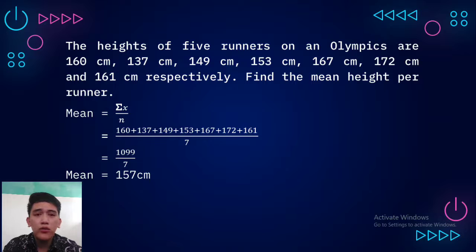The summation of all the given values is 1099. Then divide it by 7. 1099 divided by 7 is equal to 157 centimeters. Therefore, our mean is 157 centimeters. Huwag natin kakalimutan kung anong unit doon sa given data. Okay, do you understand?